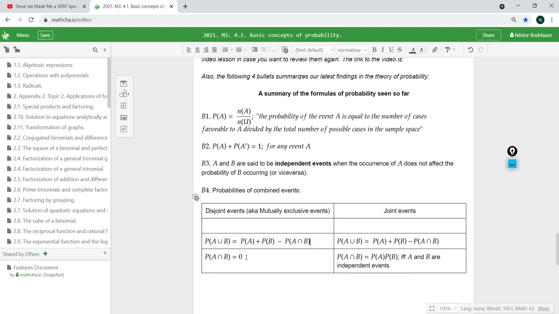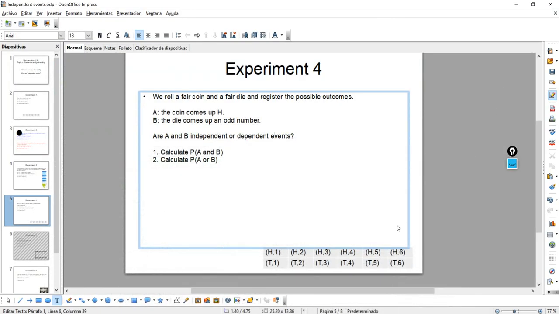Why? Because once again, for these disjoint events, this probability is 0, and when you put that 0 in here, basically you get the reduced version, which is this. You see? So basically we can consider this as the general universal formula, whether we're talking about disjoint events or joint events. This is the general formula for A or B. So let's actually copy it and bring it to our problem.